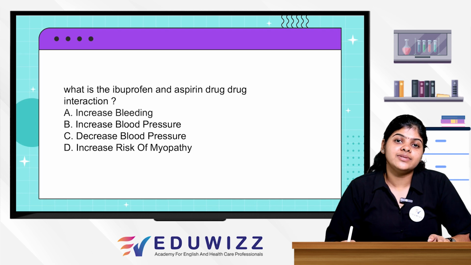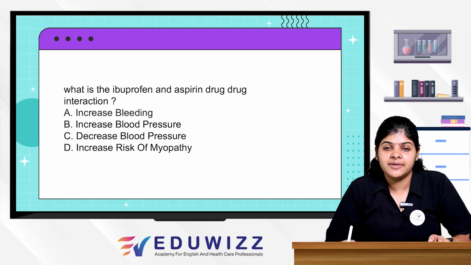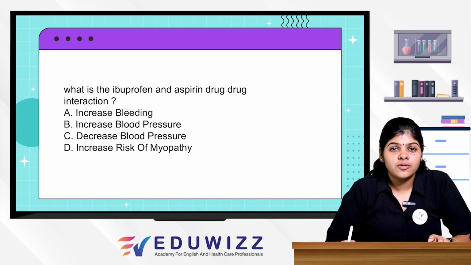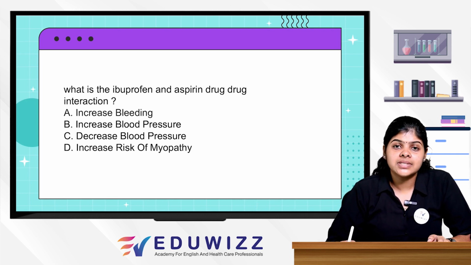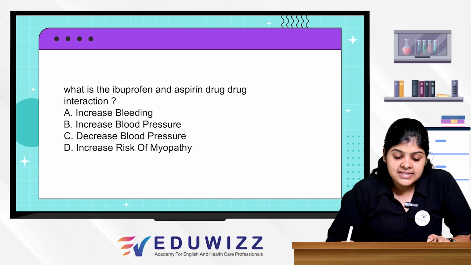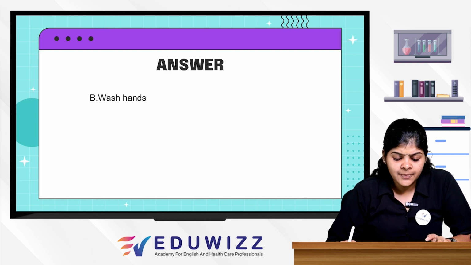And next question: what is the ibuprofen and aspirin drug interaction? We all know that both are NSAIDs. NSAIDs mainly cause gastric mucosal irritation. When we give both NSAIDs, it leads to gastric mucosal irritation and causes bleeding. So the answer is increased bleeding. The other options are increased blood pressure, decreased blood pressure, and increased risk of myopathy.